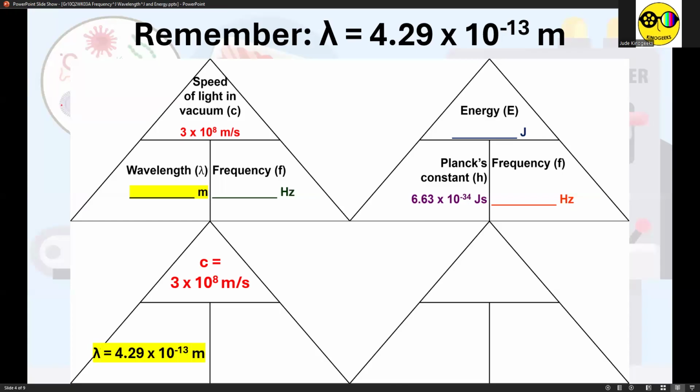we have to calculate. And based on the pyramid, you notice that the speed of light in vacuum is at the top and the wavelength is at the bottom. So therefore, we have to divide the speed of light in vacuum by the wavelength. So 3 times 10 raised to positive 8 divided by 4.29 times 10 raised to negative 13 meters, it will give you a frequency of 6.99 times 10 raised to positive 20 hertz.